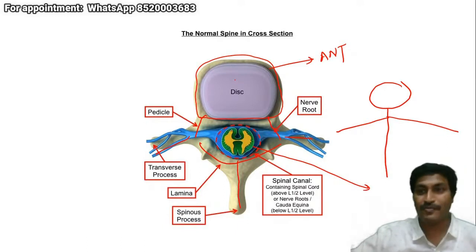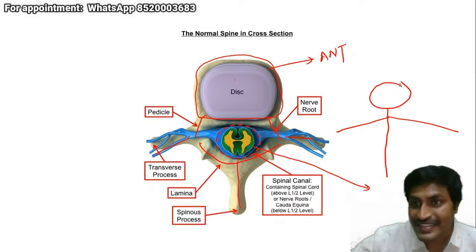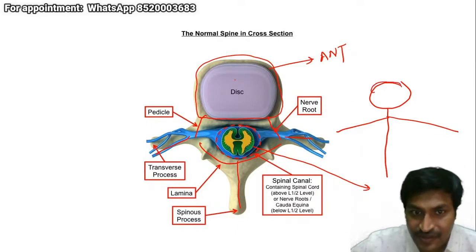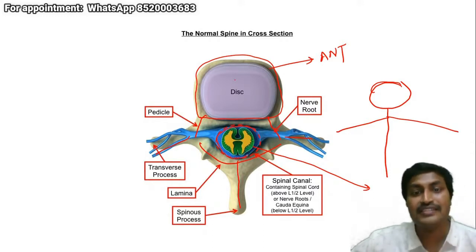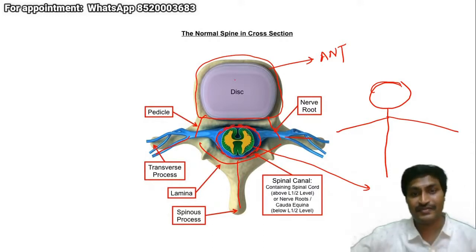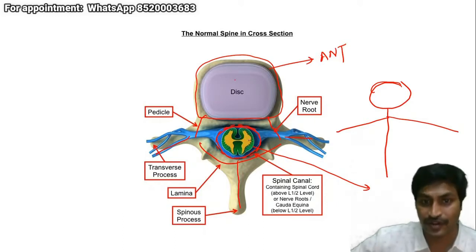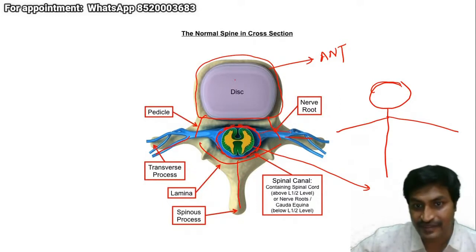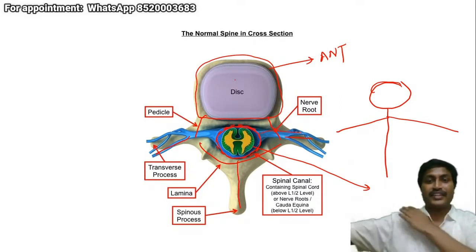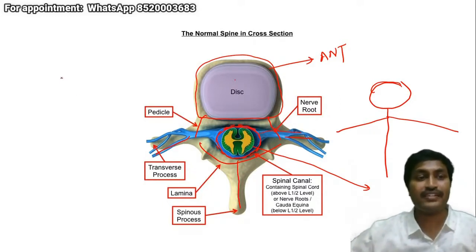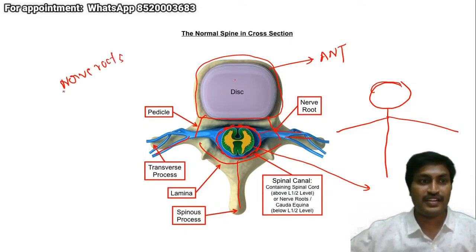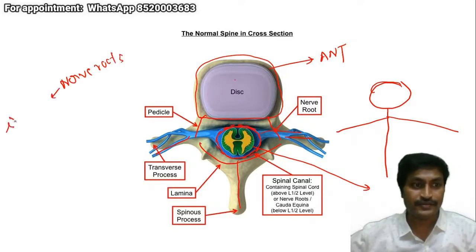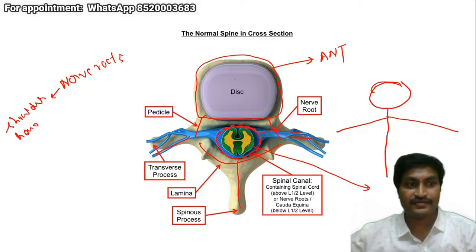Okay, so probably you have understood. This head-like structure, this head that you are seeing, is the thecal sac with the spinal cord, either the spinal cord or the spinal nerve roots. These hands which you are seeing, the shoulders and the hands, they form the nerve roots. So nerve roots are formed by the shoulder and the hands.